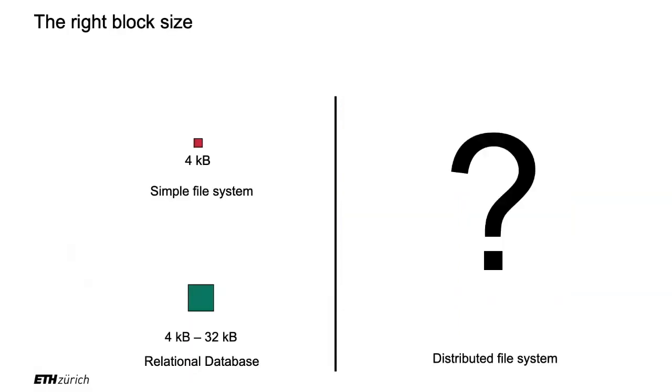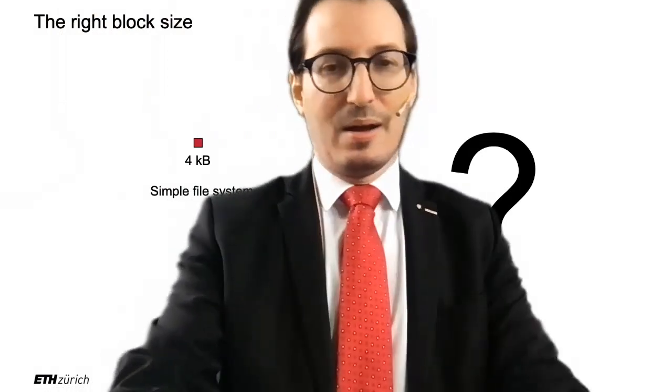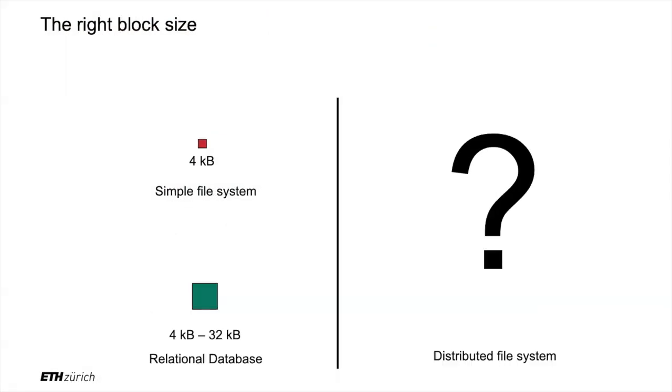Now I have a question for you: what do you think would be the right block size for HDFS? So I'm telling you, on the left, this is what you have on your laptop. On your laptop, when you write files with random access, this is done 4 kilobytes at a time, roughly, it's the order of magnitude. In a relational database, maybe this goes all the way to 32 kilobytes when you read from the hard drive. This is what PostgreSQL would be doing. But what do you think about HDFS? Let me ask you for your opinion.